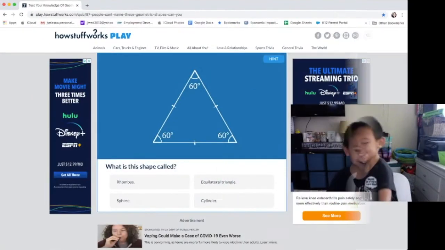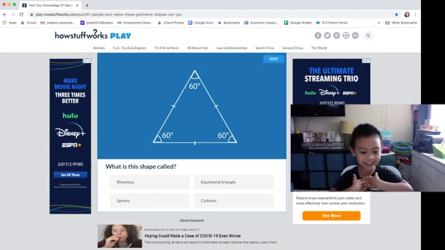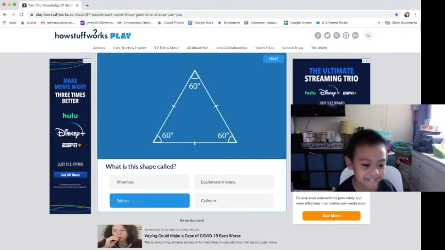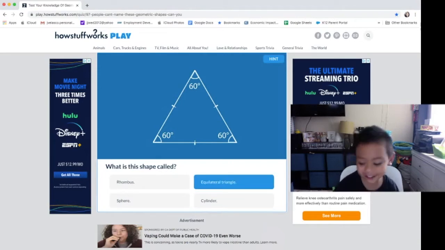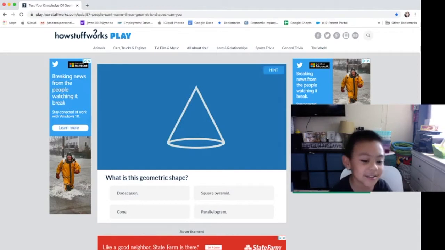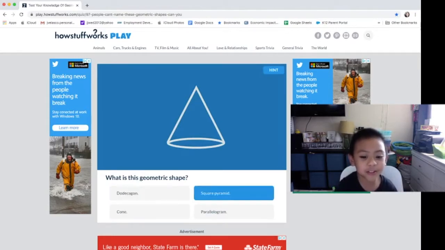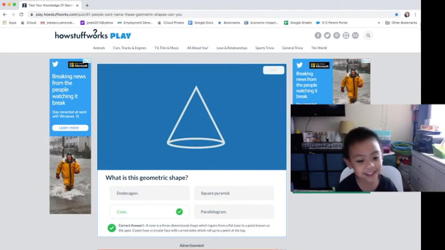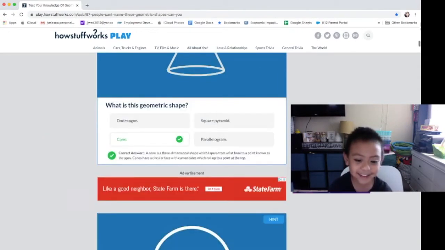Okay. What is this shape of? That's easy. Is it rhombus, equilateral triangle, cylinder, or sphere? The answer is equilateral triangle. Oh my gosh, I knew that. What is this geometric shape called? Dodecagon, parallelogram, cone, or square pyramid? It's cone. Are you kidding me? How do I do that?